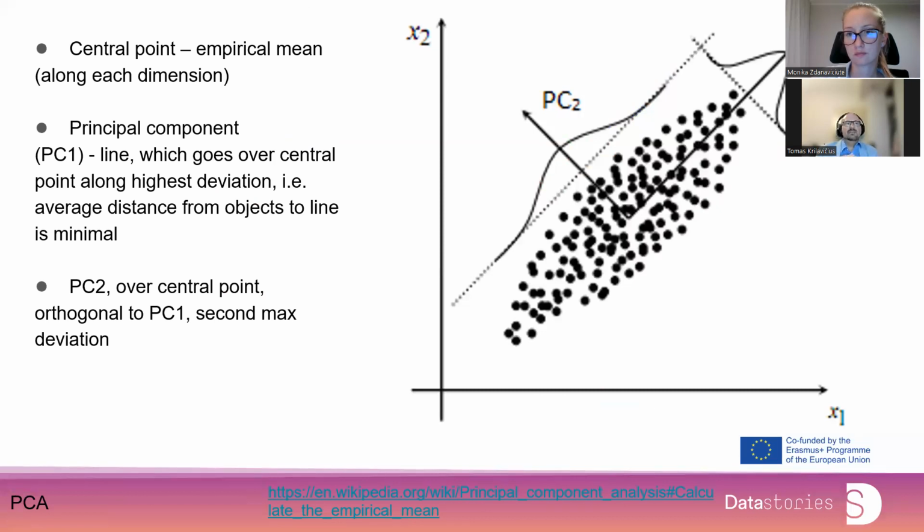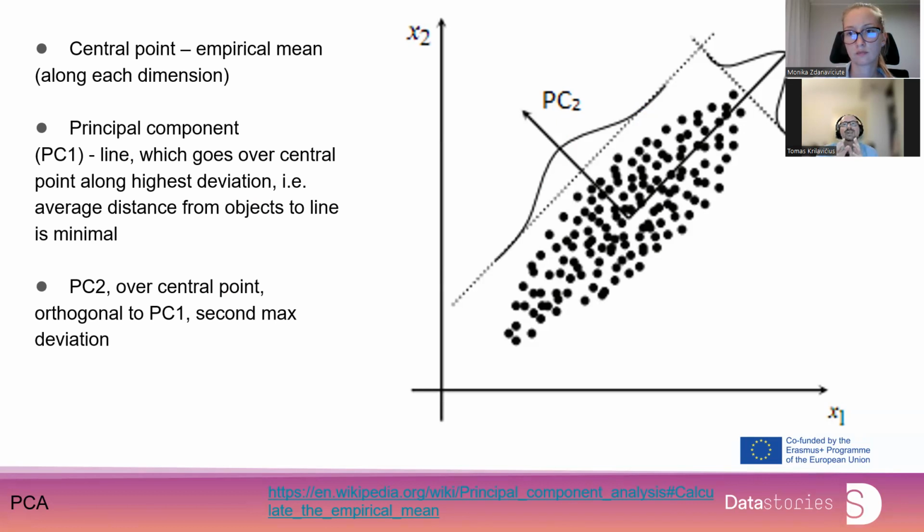So again, as I have explained, our central point could be the empirical mean along each dimension in this visualization, and the first principal component goes along the line over the central point, in the direction of the highest deviation between points. Another one is orthogonal to PC2, etc. So the more dimensions you have, the more rotations you do, basically. Of course, we have mathematical tools and procedures to calculate it.